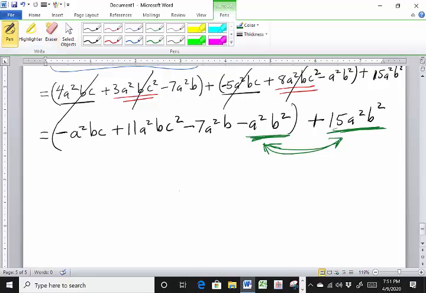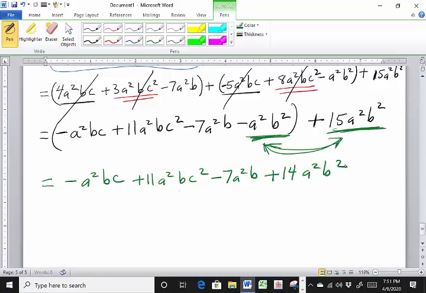Alright, so what do we have as our final result? Negative a squared bc plus 11a squared bc squared minus 7a squared b, and then the negative 1 added to 15 is going to be a 14a squared b squared.